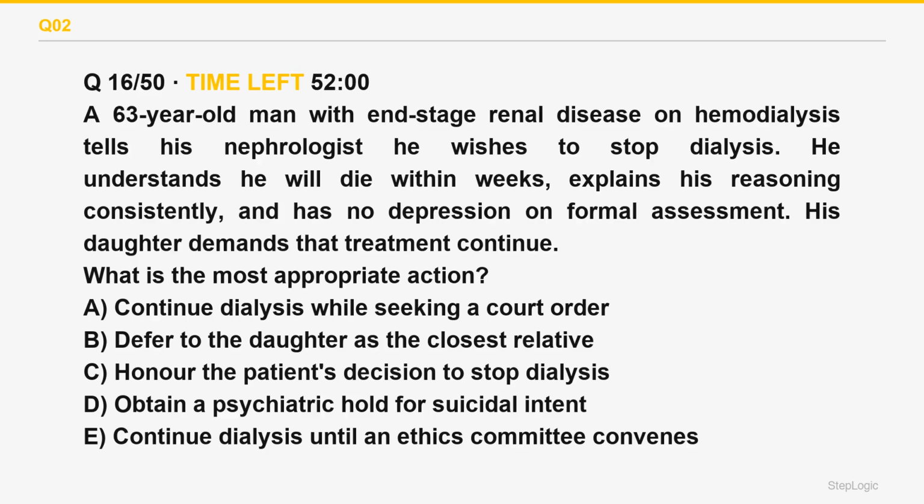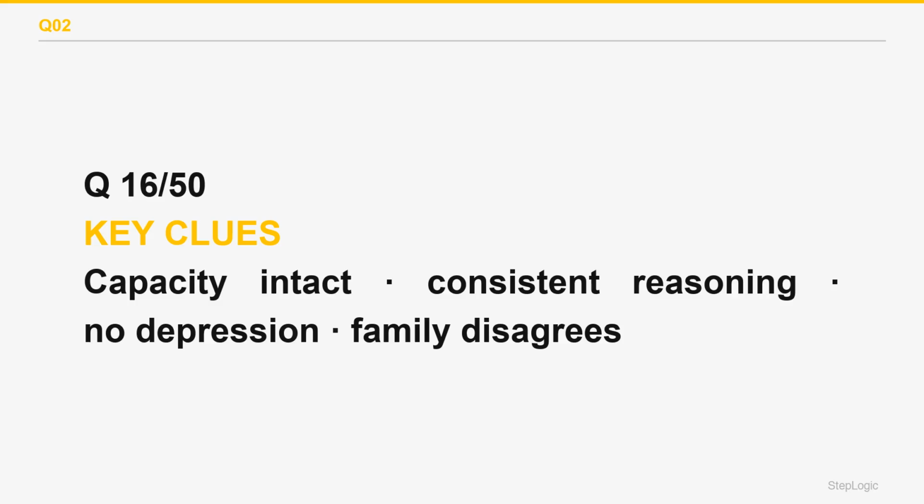Stopping a life-sustaining treatment feels different from refusing to start one, but ethically and legally it is not. A patient with intact decision-making capacity may refuse any treatment, including one that is sustaining life, and withdrawing a treatment already started carries the same ethical weight as never starting it. Capacity requires that the patient understand the situation, appreciate the consequences, reason consistently, and communicate a choice. All four are documented here.